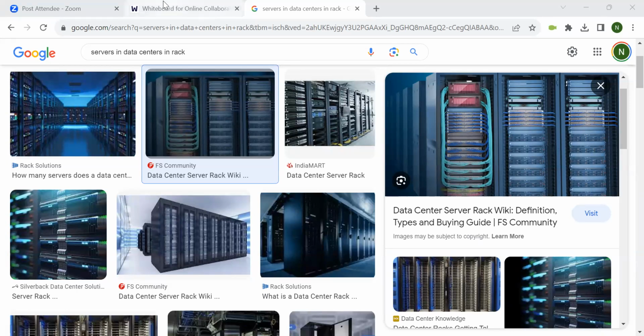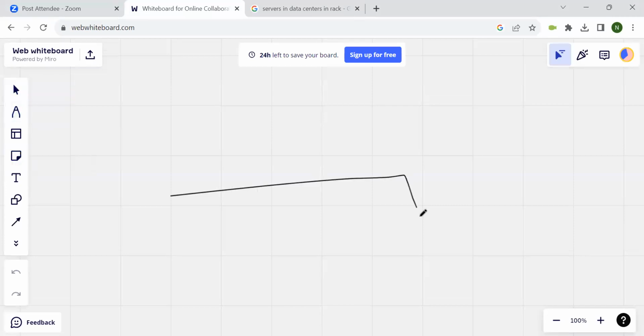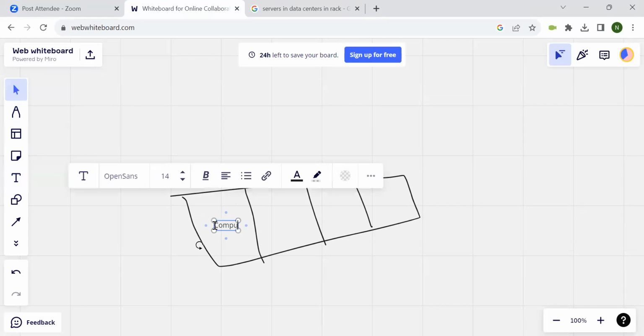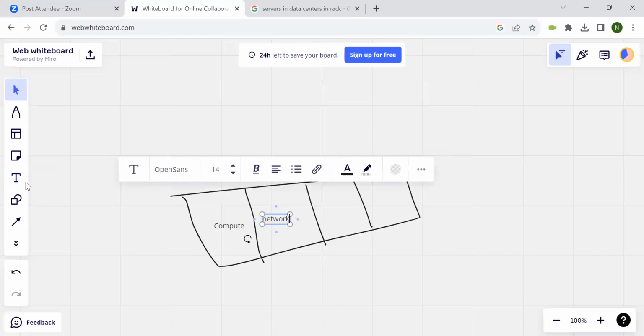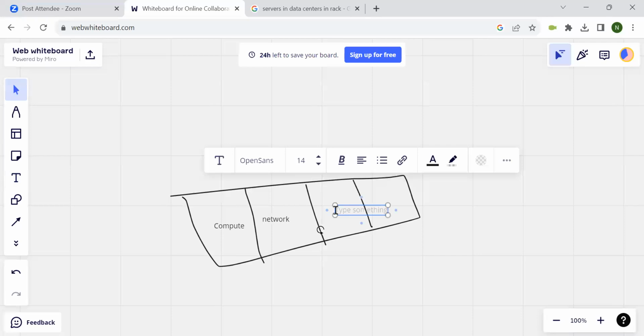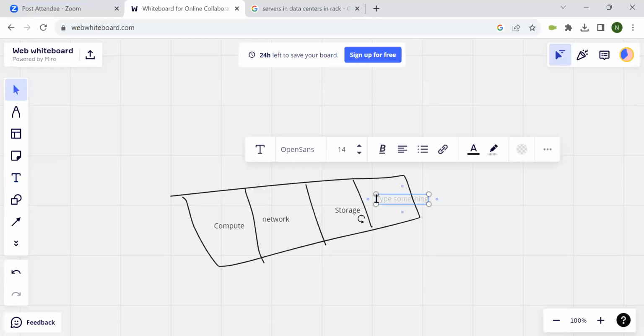What we are talking about here is, if you take any cloud service provider, there are some services presented here. Each service could be, as I mentioned earlier, network related, compute, network, storage.